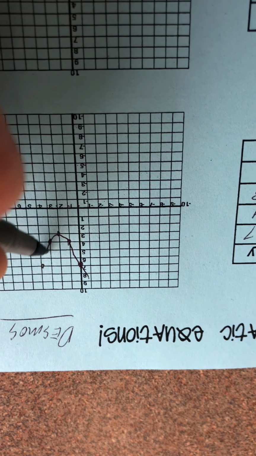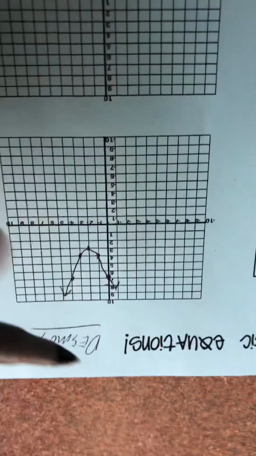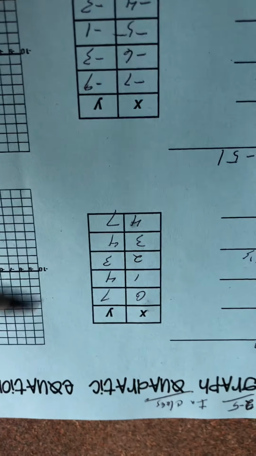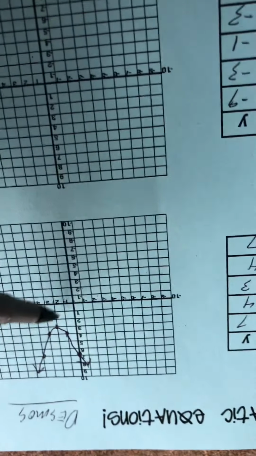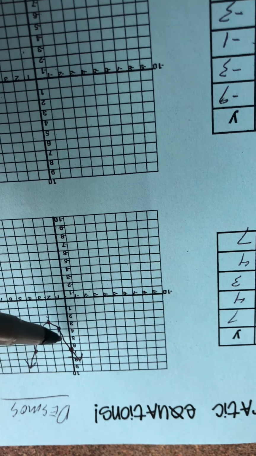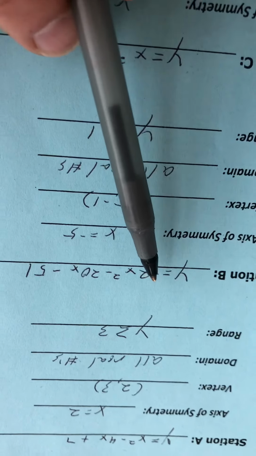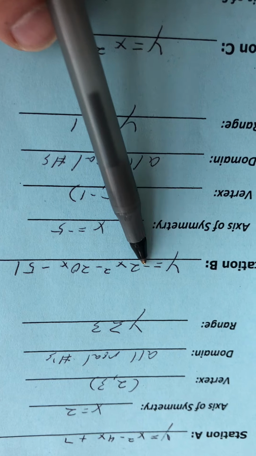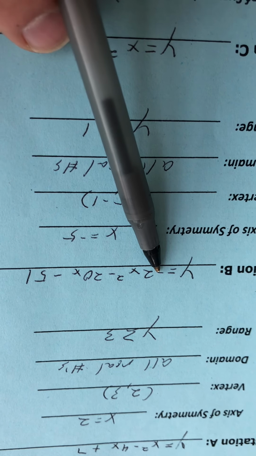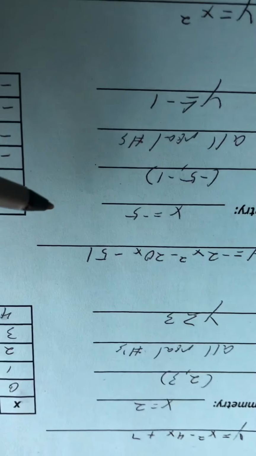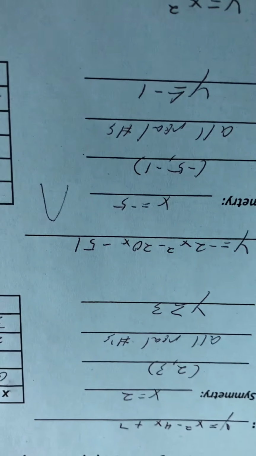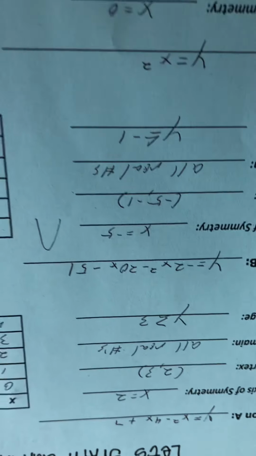I talked to Mr. Fry, you don't have to have all these boxes filled. If you at least have 3 points, you have the vertex, and then 2 on the way back up, you're good. This one's going to be going down, you'll notice, because there's a negative in front of it. So this one's going to be opening down. It's going to look like a frown. It's going to be this shape because it's negative.